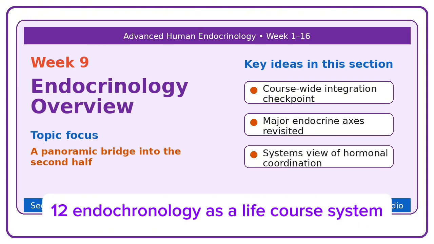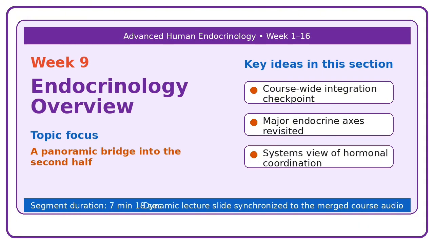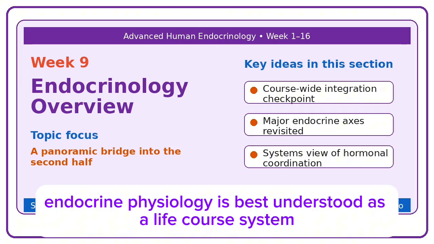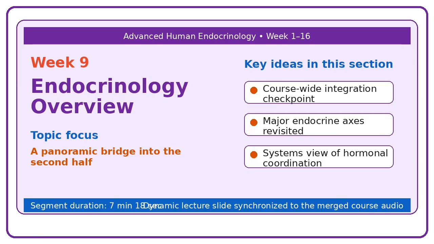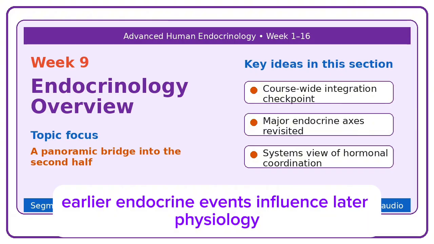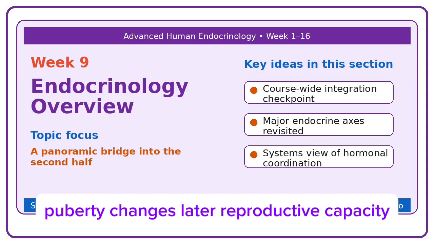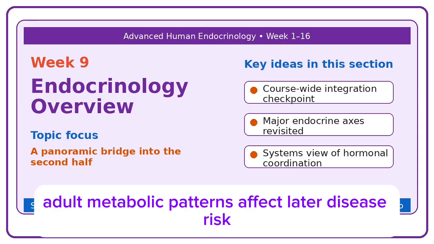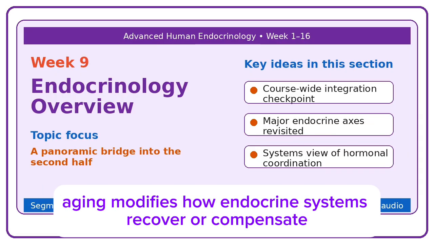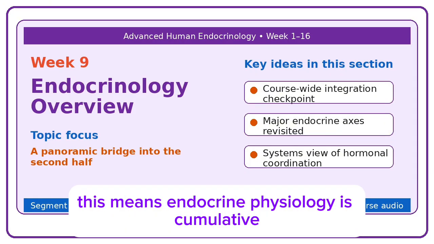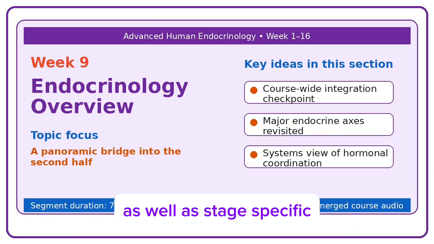12. Endocrinology as a life course system. Endocrine physiology is best understood as a life course system. Earlier endocrine events influence later physiology. Development shapes later reserve. Puberty changes later reproductive capacity. Adult metabolic patterns affect later disease risk. Aging modifies how endocrine systems recover or compensate. This means endocrine physiology is cumulative as well as stage-specific.